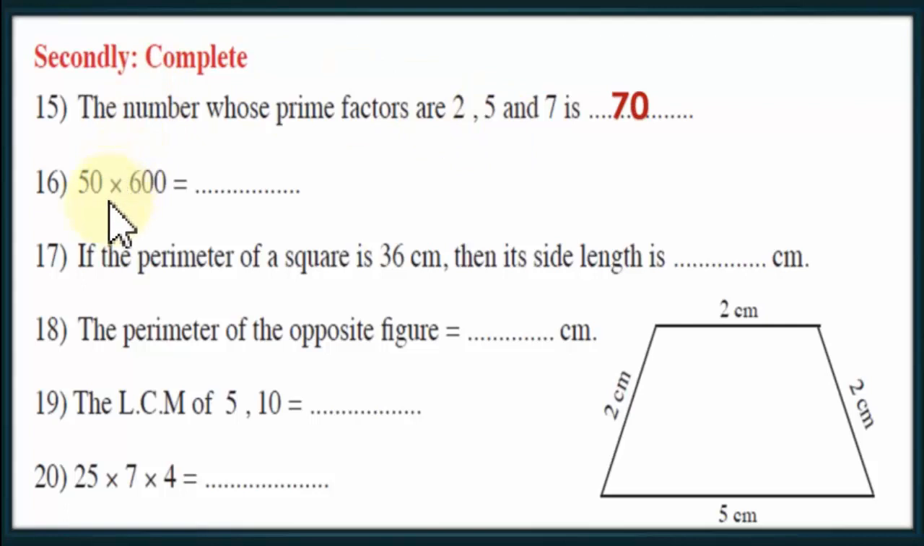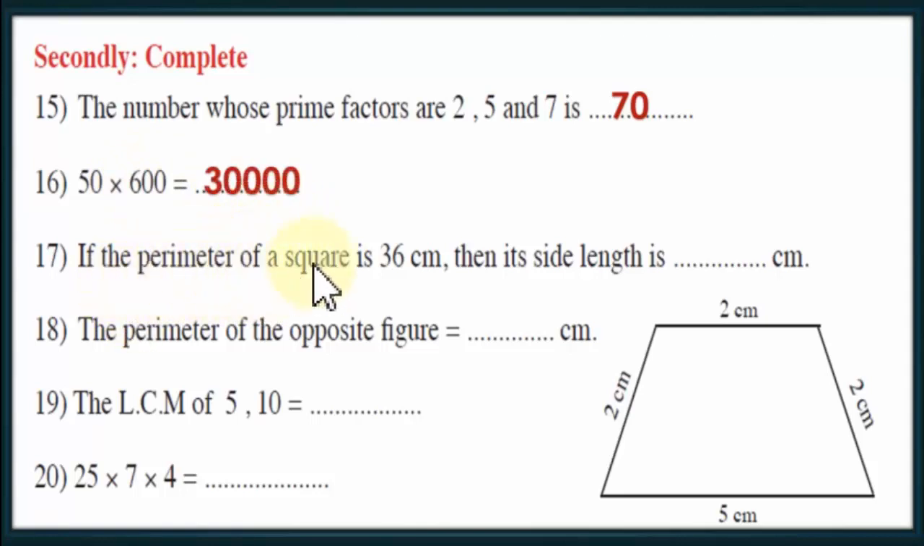What about 50 times 600? Here we have 1 zero and there we have 2 zeros. So write 3 zeros, then multiply 5 by 6. 5 times 6 equals 30. And we have 3 zeros to the right of 30. So the result is 30,000.